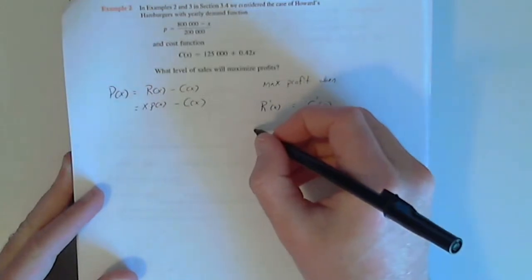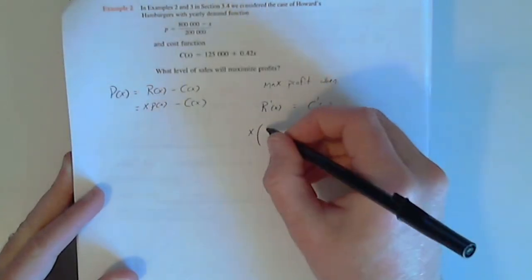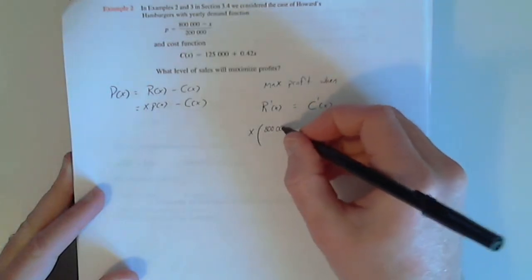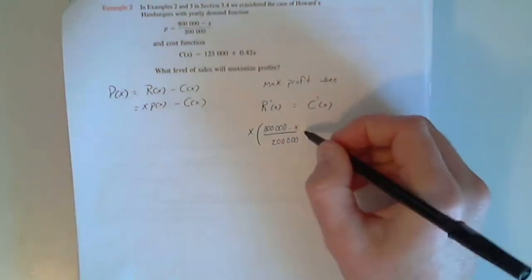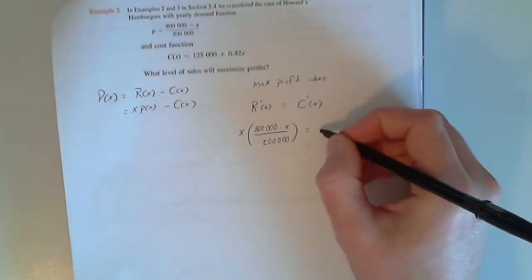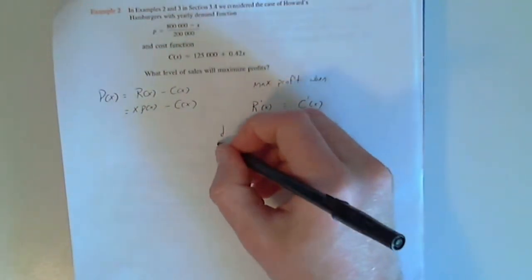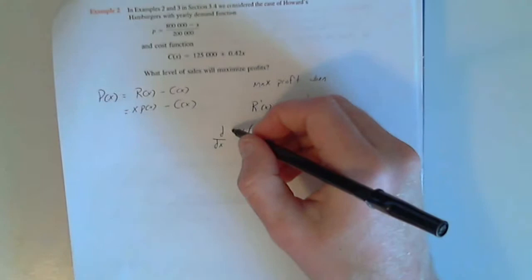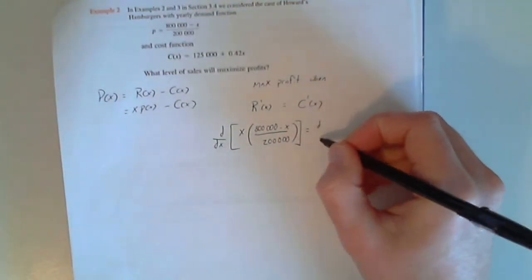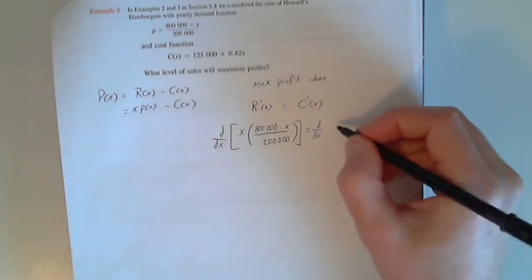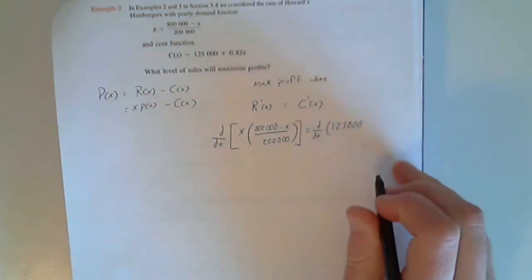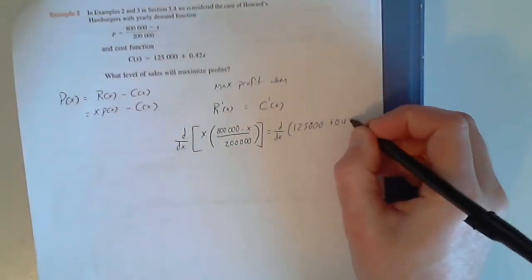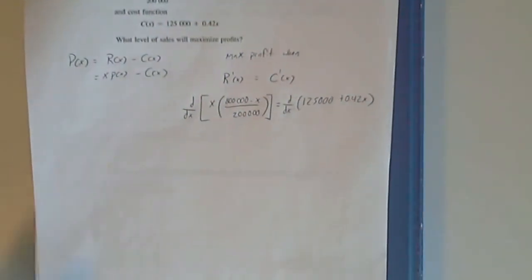So let's find what the revenue function is. We want to do x times the demand, (800,000 minus x) all over 200,000. We need to do the derivative of this, technically, if we're trying to do the math right. The derivative of that has to be equal to the derivative of this guy, 125,000 plus 0.42x. So when those two derivatives are equal, then we should have our maximum profit.